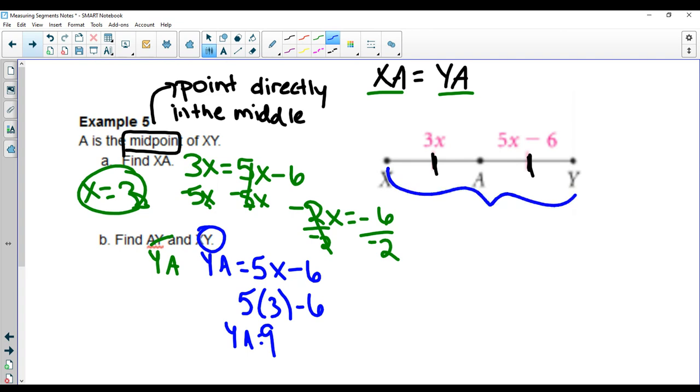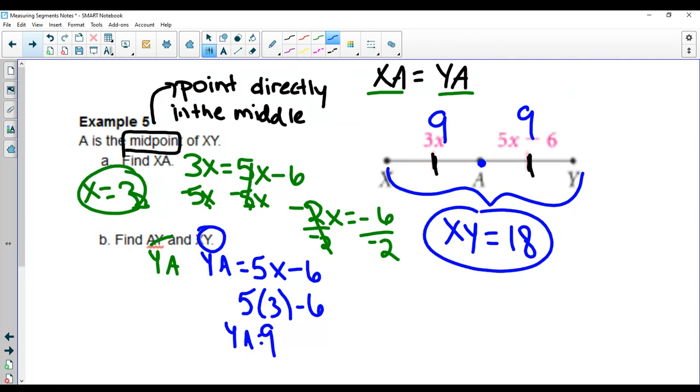XY is the entire segment. Okay, it's all length. And we just found what this part is. This part is 9. Okay, so question is, how much of XY is the segment YA? Well, because this is a midpoint, this is half. So if one half is 9, the other half has to be 9. So XY is 18. Okay?